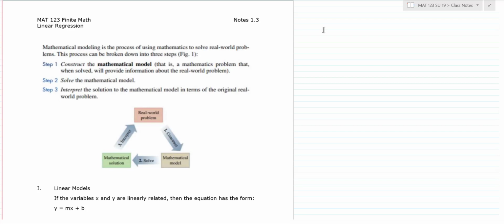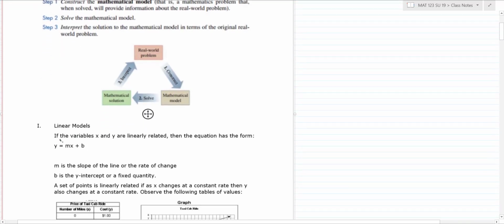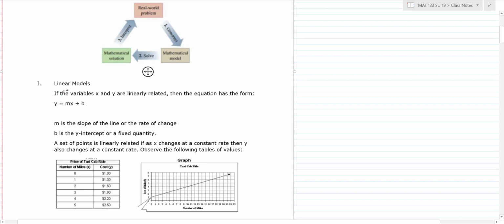All right, 1.3, here we go. We're going to learn how to do some linear regression, and some of this we'll need the calculator for. So first of all, what I want to show you is just down here at the bottom what we mean by a linear model. If the variables x and y are linearly related, then they have the form y equals mx plus b.